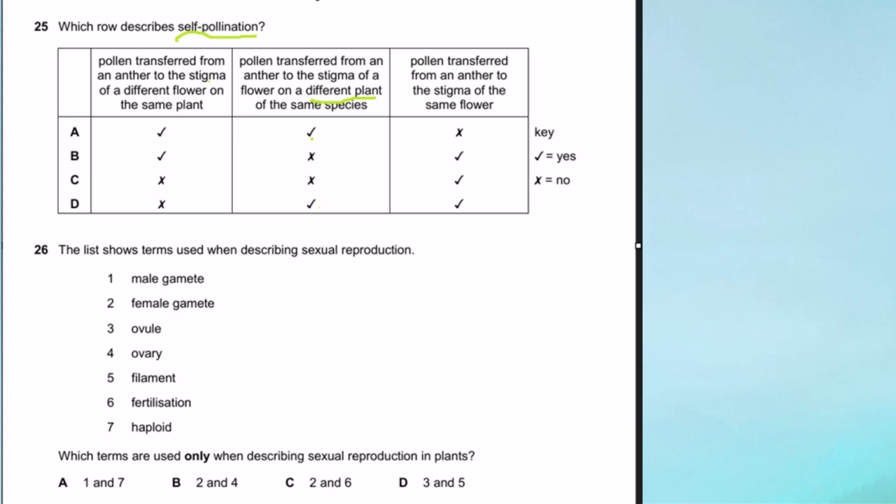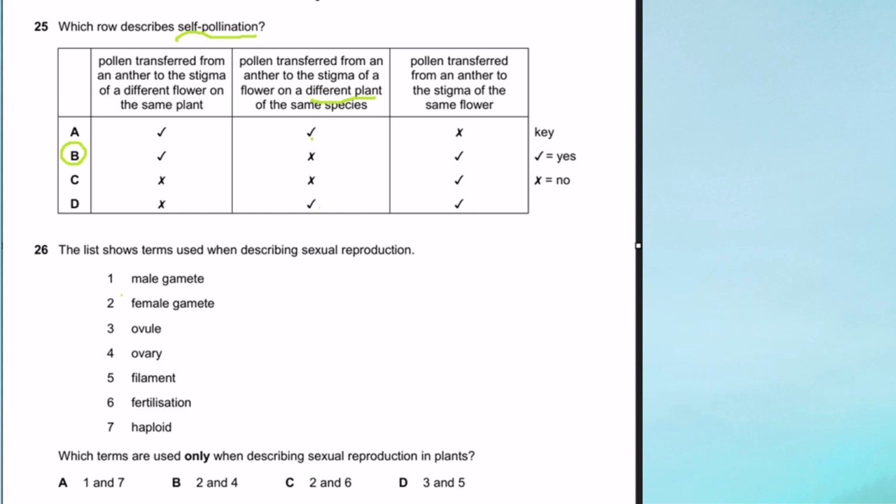Okay, and then we can see here that this one says pollen transferred from the anther to the stigma of a different flower of the same plant. That is true in self-pollination. So that makes B possible. And since C doesn't have it, our only possible option here is B.